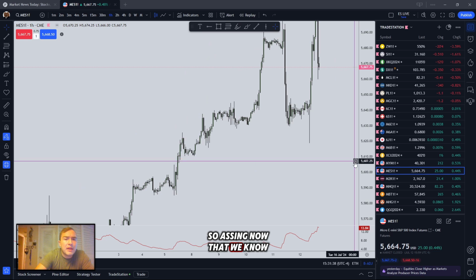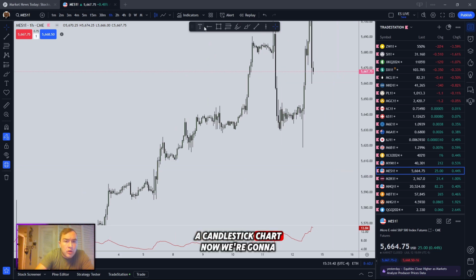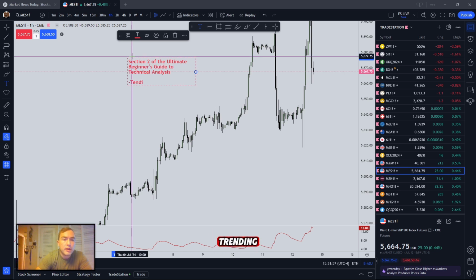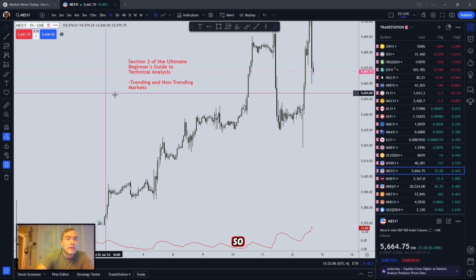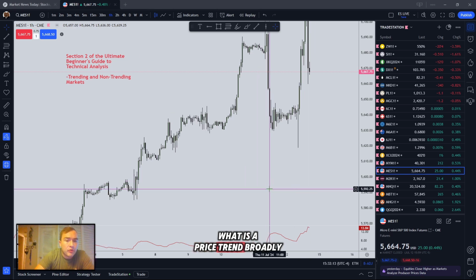Okay, guys, so assuming now that we know how to read a candlestick chart, now we're going to get into section 2 of the Ultimate Beginner's Guide. Section 2 is going to be trending and non-trending markets. Okay, guys, so you've probably heard before of what's called a price trend. Okay, what is a price trend?